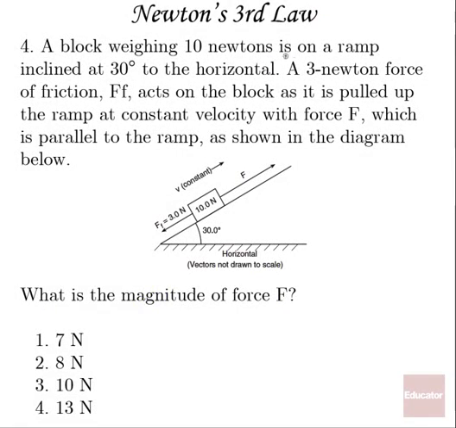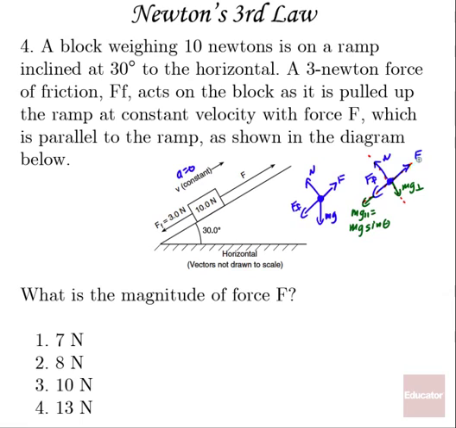Number 4. A block weighing 10 newtons is on a ramp inclined at 30 degrees to the horizontal. A 3 newton force of friction, Ff, acts on the block as it is pulled up the ramp at constant velocity, so acceleration is equal to 0, all balanced forces, with force F, which is parallel to the ramp as shown in the diagram. What's the magnitude of force F? Well, let's start with our free body diagram here. We've got weight, we've got F up the ramp, we have force of friction, and our normal force. But notice that these aren't all lined up with an axis. So I'm going to redraw this with my axes this way. And now I have F acting up the ramp. I have the normal force lined up with an axis. I've got the force of friction, and this force of gravity, this weight, I'm going to break into 2 components. A portion that is perpendicular to the ramp, mg perpendicular, and a portion parallel with the ramp, mg parallel, which is equal to mg sine theta.